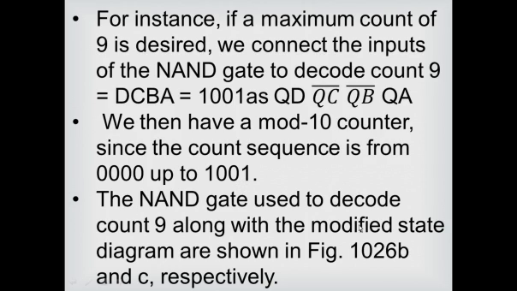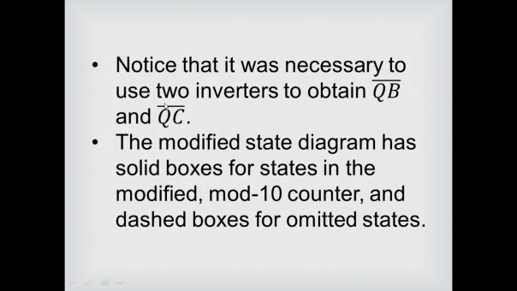The NAND gate used to decode the count 9 along with the modified state diagram are shown in figure 10.26b and c respectively. Notice that it was necessary to use the two inverters to obtain QB bar and QC bar, because in an IC we don't get output pins QB bar and QC bar. So QB and QC should be inverted through a NOT gate to obtain QB bar and QC bar.